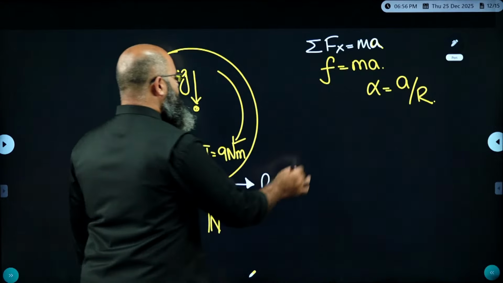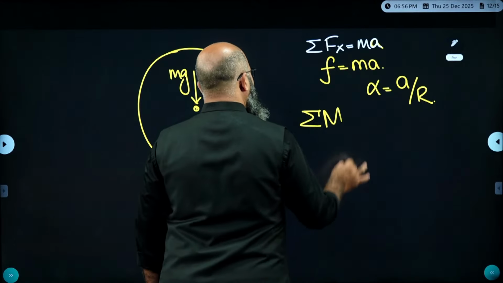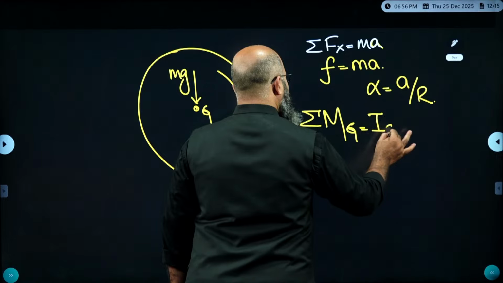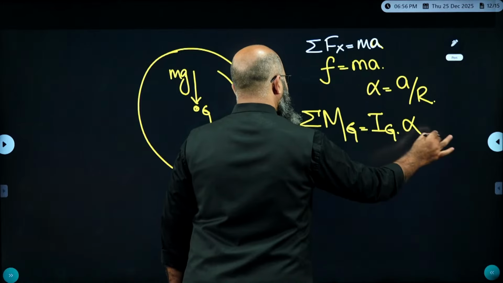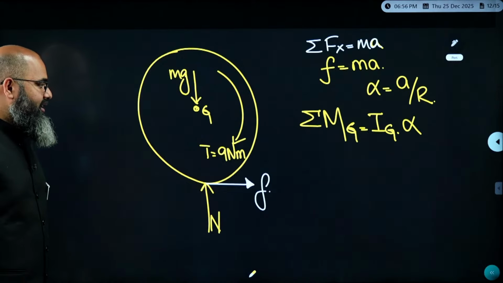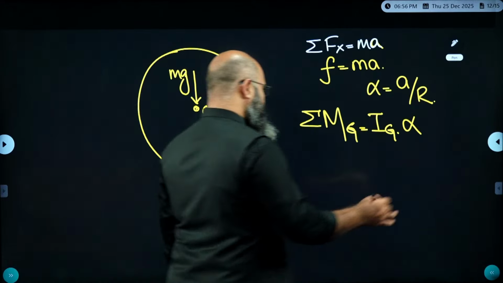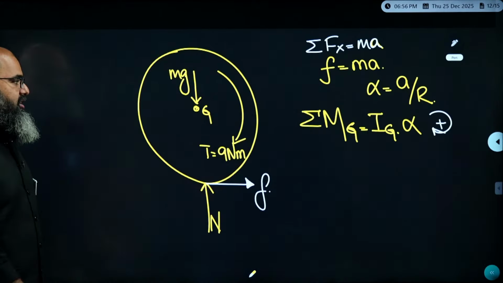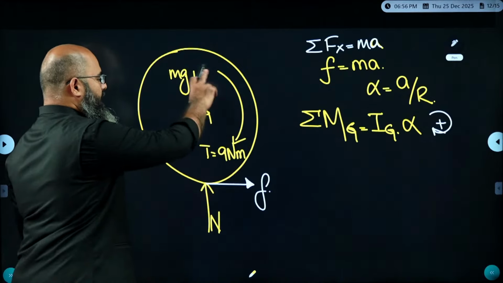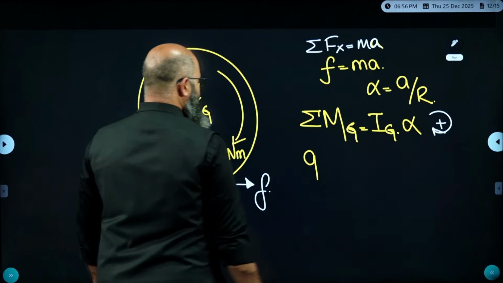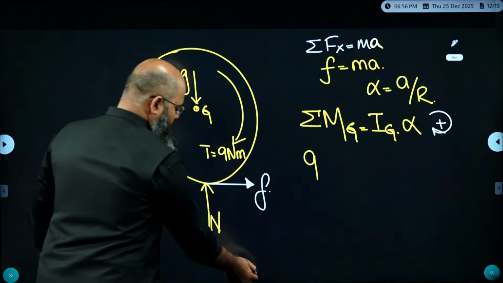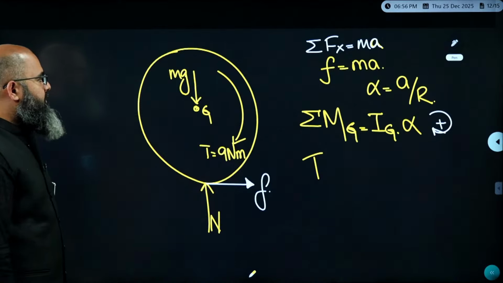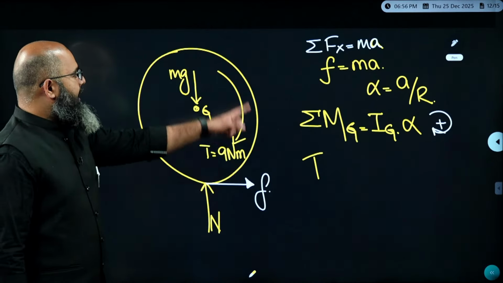Next thing I can say, summation of moment about center is equal to I about center times alpha. Now what is summation of moment about center? I am taking clockwise positive. Now summation of moment about center is equal to how much? Torque 9 Newton meter, clockwise. So 9. Or let me avoid numbers now. Torque T. F is creating anti-clockwise moment.